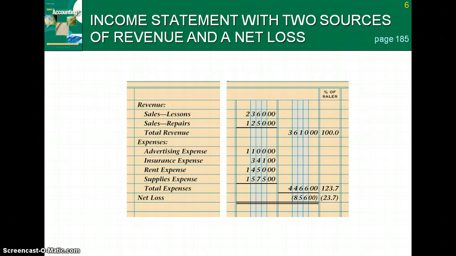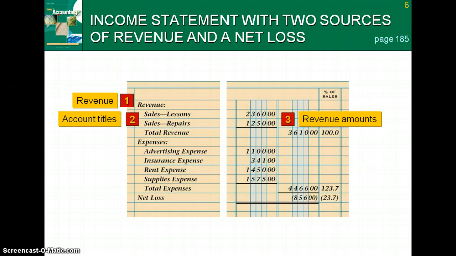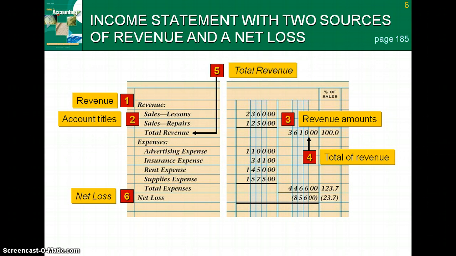Sometimes you might have multiple revenues. These are done the same way as your expenses. You can see that we start off with our revenue listed, our account titles, the amounts in the first column, then your total. Then you make sure you put in the total revenue. In this case, we have a net loss. Our expenses are bigger than our revenues.